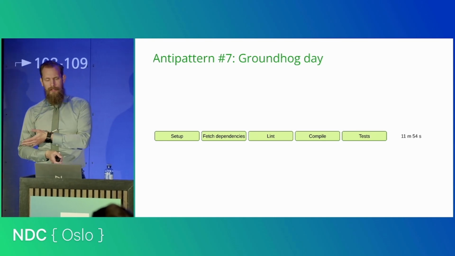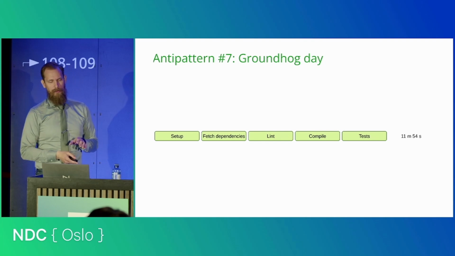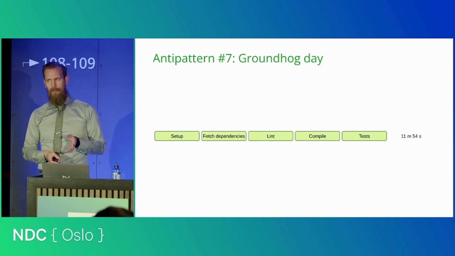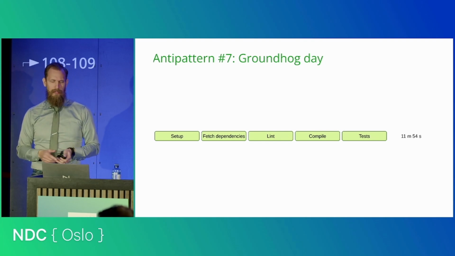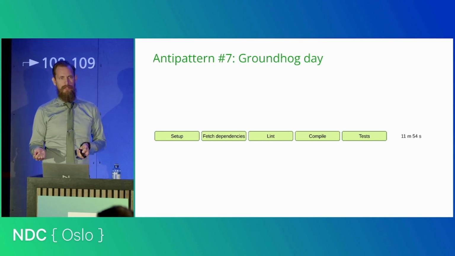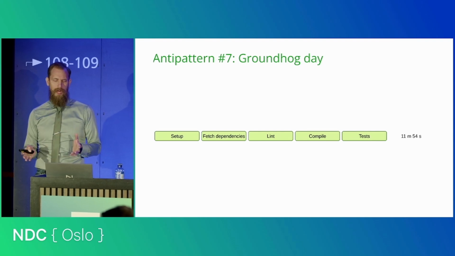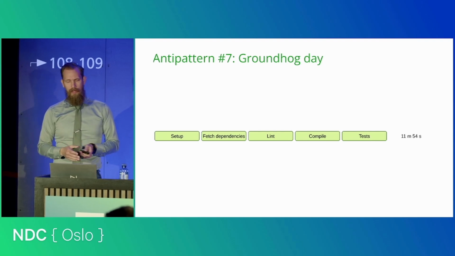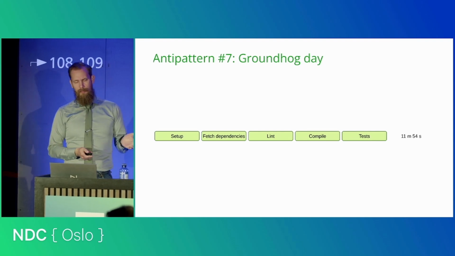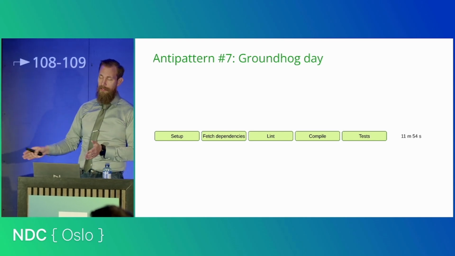So to illustrate this, we have a Rust pipeline. Now this is an actual pipeline for the crates.io site, which is the dependency repository for Rust packages. So I wrote a simple pipeline. Their actual pipeline is a bit more complex, but it's got a setup. It fetches dependencies. It has a linting step, a compilation step, and then we run the tests.